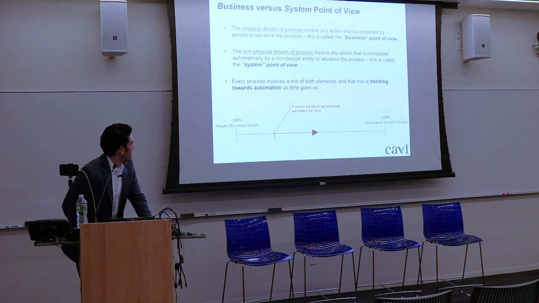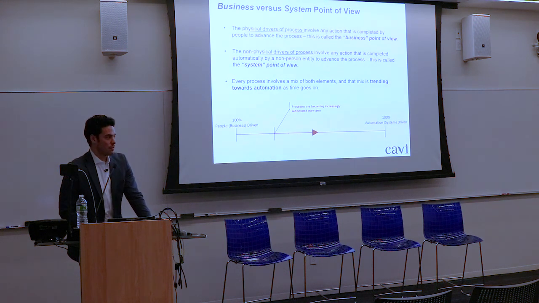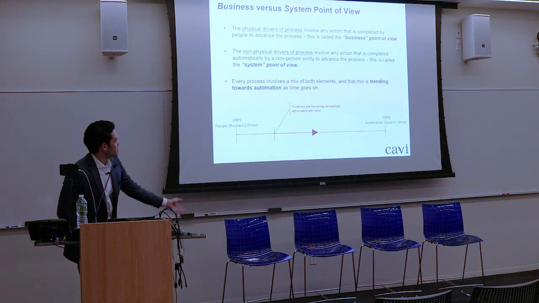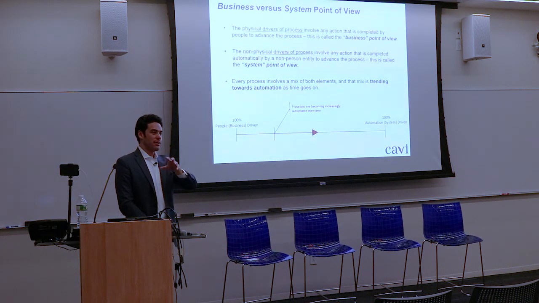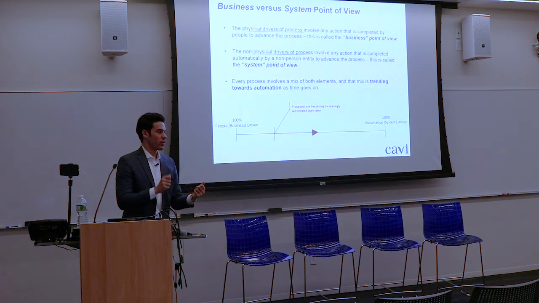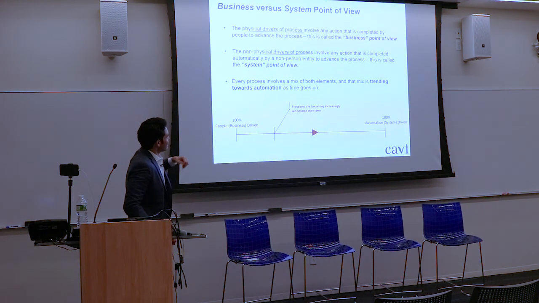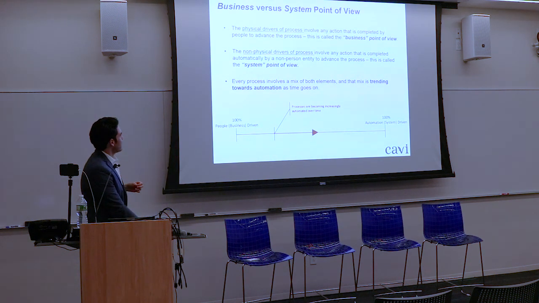So a little more on that point. The physical drivers of process are the things that people can see and do. This is what I'll call the business point of view, the physical point of view. This is where we need to be mapping, because this is what people get. The non-physical drivers of a process, and a driver of a process is anything that moves a process from end to end. Because you've got boxes on a page, and it's going to progress through its life cycle, but things drive the process forward. Sometimes it's the system, and that's the system point of view when there's things happening that you can't see. But every process involves a mix of both.